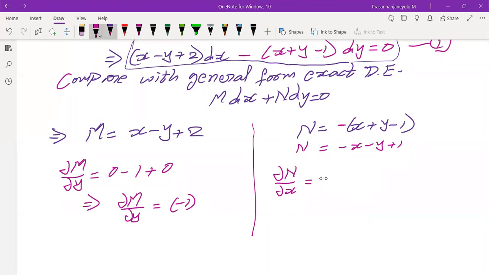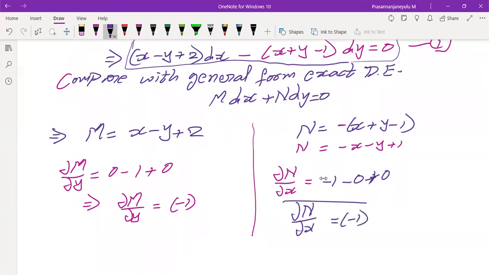In the same manner, go for finding dou n by dou x. What is dou n by dou x here? Partial differentiation of n with respect to x, treat y as constant. So minus differentiation of x with respect to x is 1, minus differentiation of y with respect to x is 0 because y is constant, plus 1 is already constant. Differentiation of 1 with respect to x is also 0. So finally, dou n by dou x is equal to minus 1.